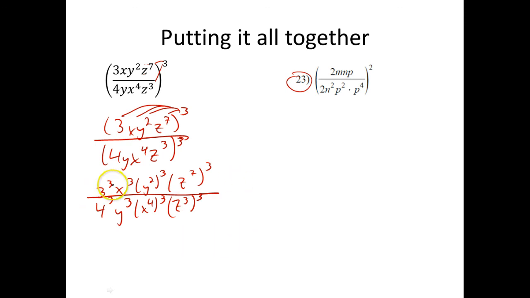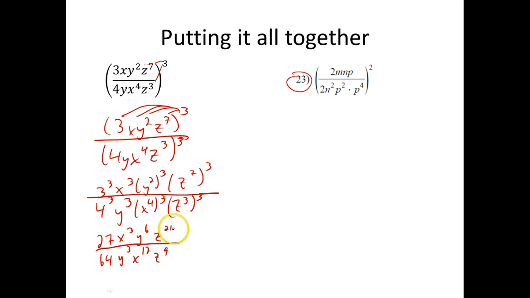So now, let's multiply everything out. So we have 3 cubed is 27. X cubed. Y squared cubed is y to the 6th. Z to the 7th cubed is z to the 21st. On the bottom, looks like we have 4 cubed, which is 64. Y cubed. x to the 4th cubed is x to the 12th power. Z cubed cubed is z to the 9th.